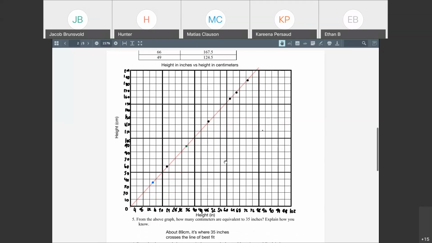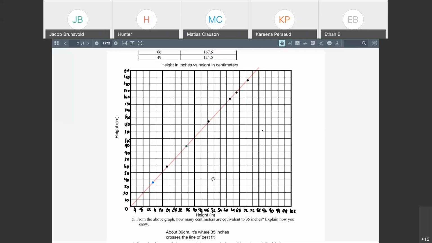Okay, so from the graph above, about how many centimeters are equivalent to 35 inches? Explain how you know. About 89 centimeters. So he started with 35 inches, which would be about here on the x-axis. Follow it up. You can see that he made a point here. Excellent. That means that you showed your work.